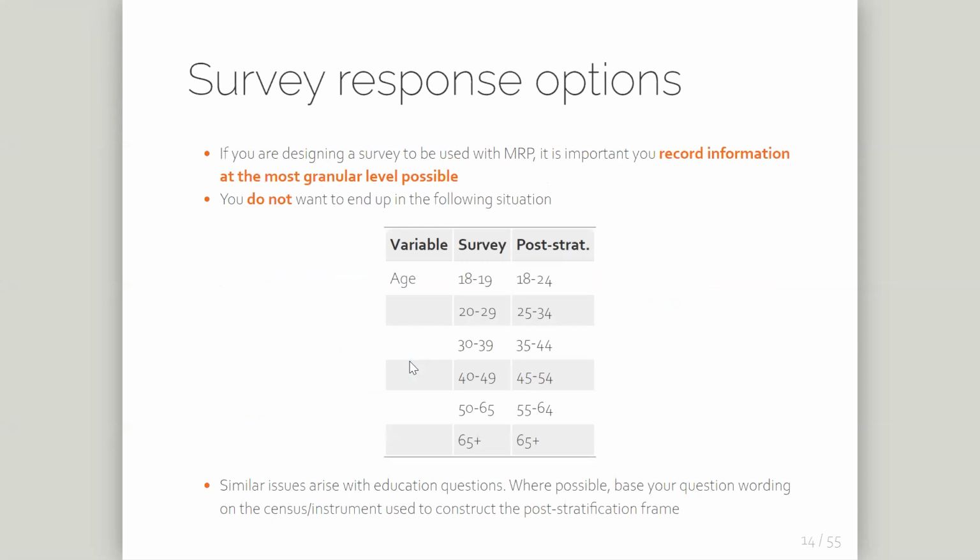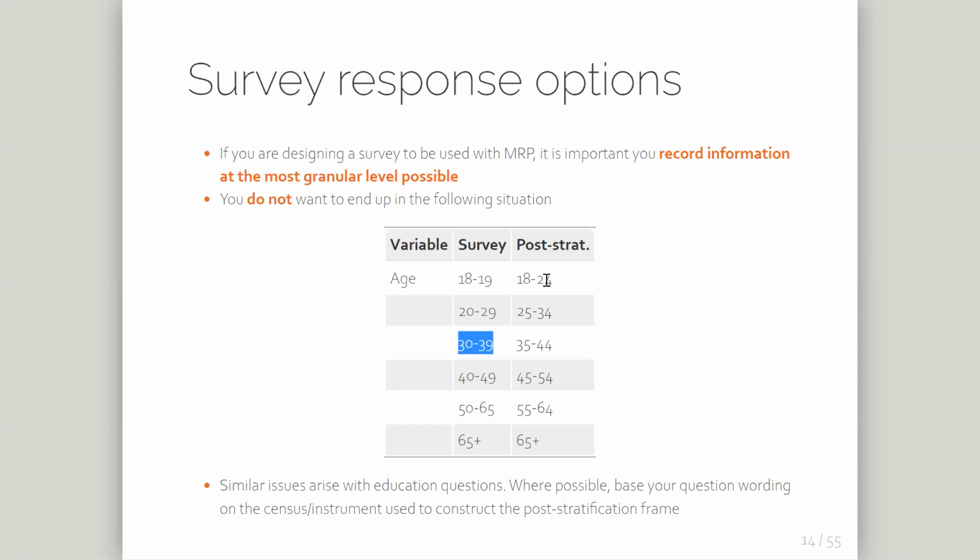If you are working with data that you've commissioned yourself, you will be able to avoid one of the most frustrating problems in MRP, which is when the variables aren't recorded in the way that you need them to be. So on at least one occasion, I've ended up in a situation where my survey didn't have year of age, but had age groups, right? So I had something like this. I had an 18 to 19 group, a 20 to 29 group, a 30 to 39, and so on. But when I went to look at the census for that particular application, I didn't have an 18 to 19 group, I had an 18 to 24 group.